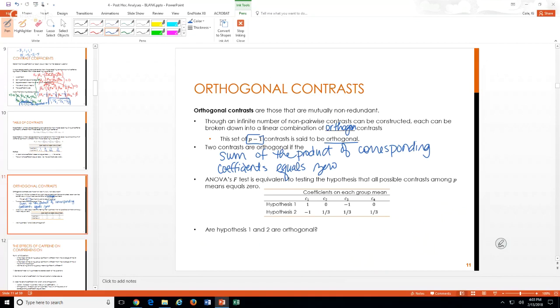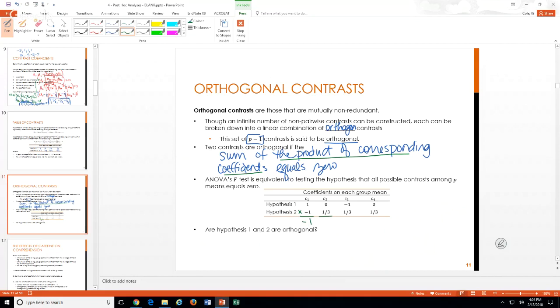So let's see, are these 2 hypotheses orthogonal? We need to calculate the product of corresponding coefficients. Corresponding coefficients are coefficients on the same group mean. So what is 1 times -1?